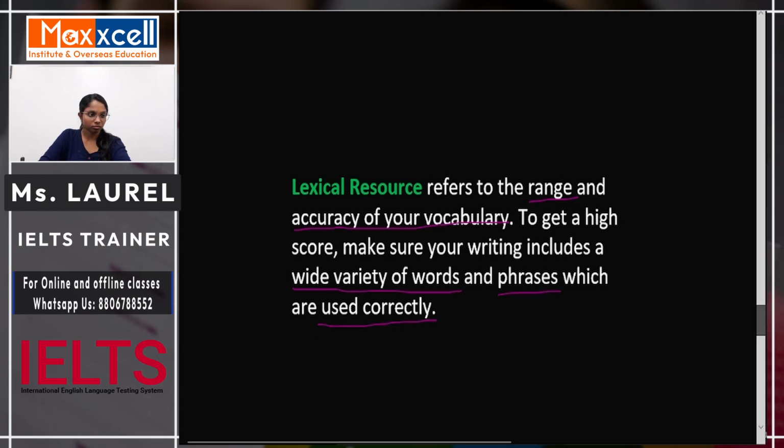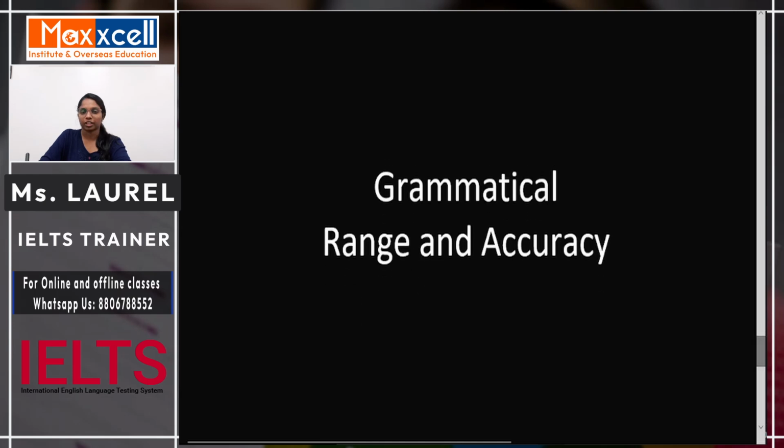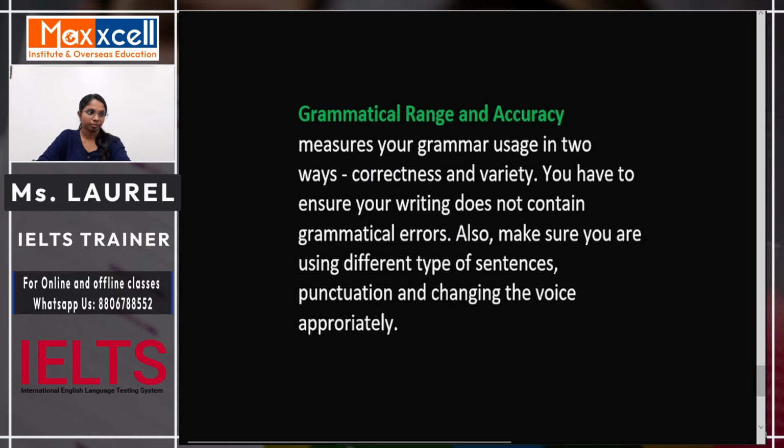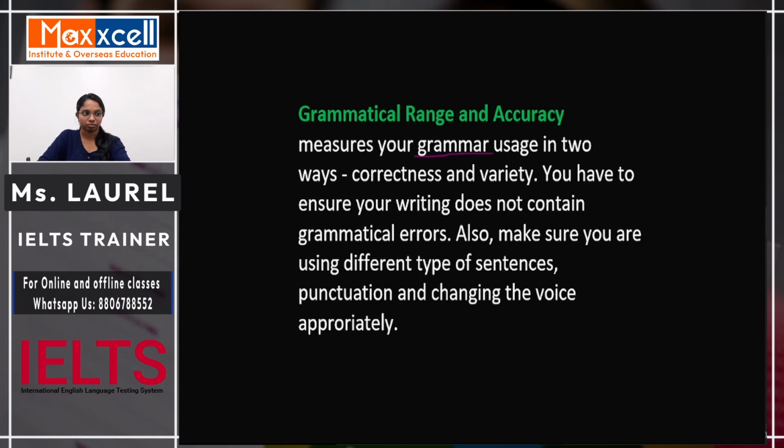Next, we have grammatical range and accuracy. What is grammatical range and accuracy? It measures your grammar usage in 2 ways. The 2 ways are correctness, that is grammatical accuracy, and variety, grammatical range. You have to ensure your writing does not contain any grammatical errors. So writing should be as error-free as possible. Also, make sure you are using different types of sentences, punctuation, and changing the voice appropriately.